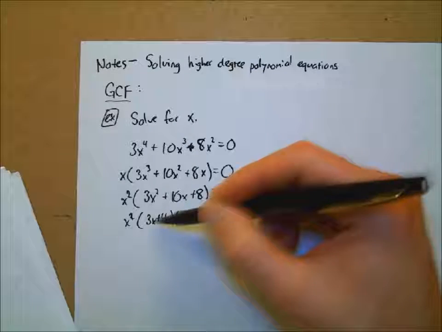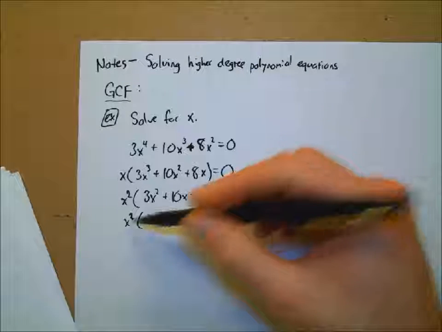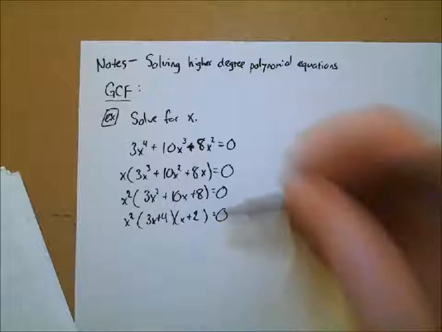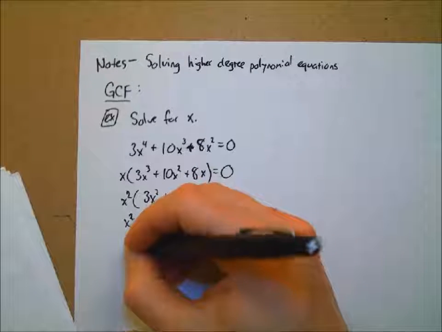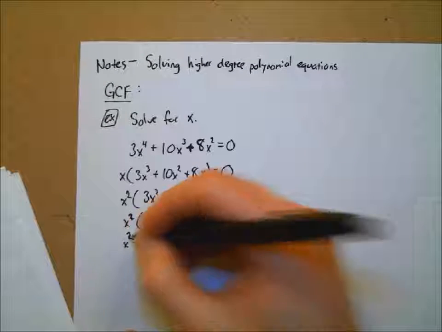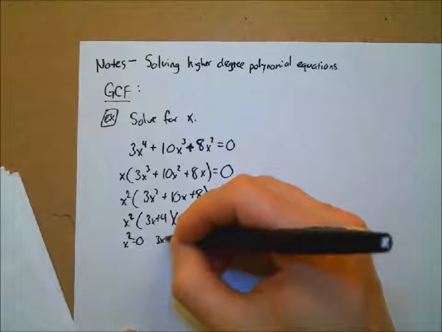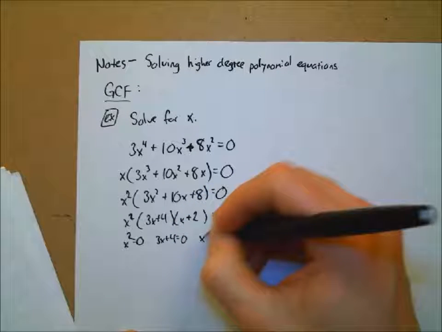Since we factored out that GCF, we now have a quadratic that can then factor. Okay, and so we have 1, 2, 3 things being multiplied together, but they equal 0. So that means that either x squared has to equal 0, or 3x plus 4 has to equal 0, or x plus 2 equals 0.